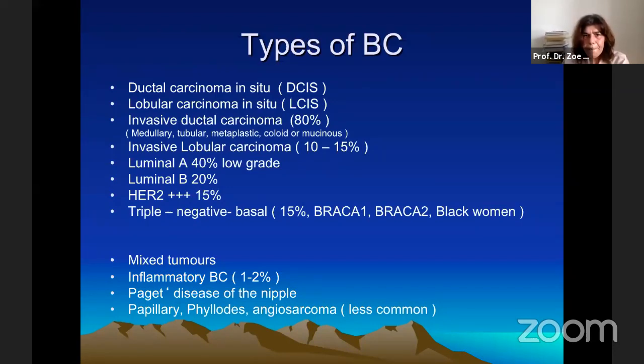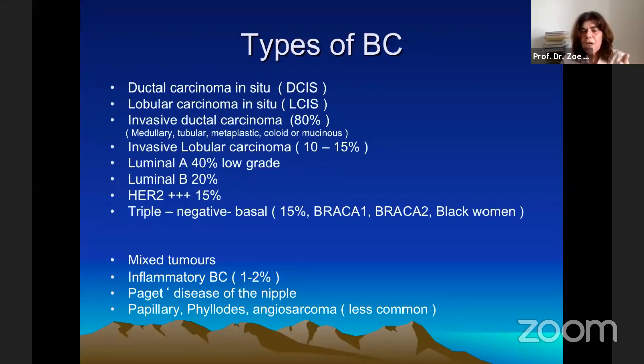So the hormonal HER2, the human epidermal growth factor receptor 2, HER2 positives are 15%. Then we have the basal cells, another 15%.